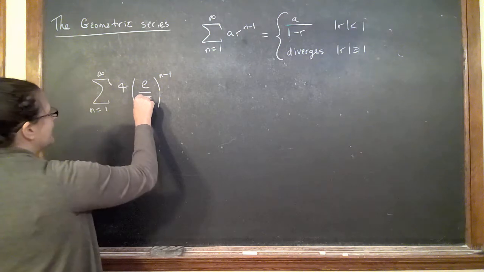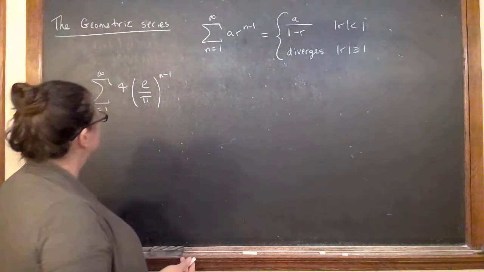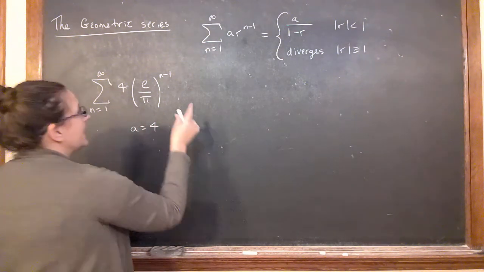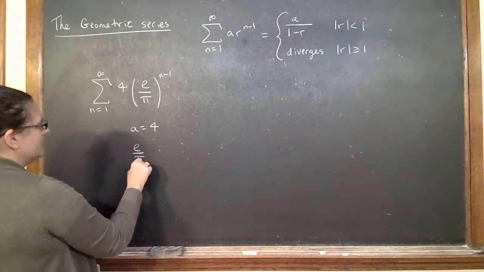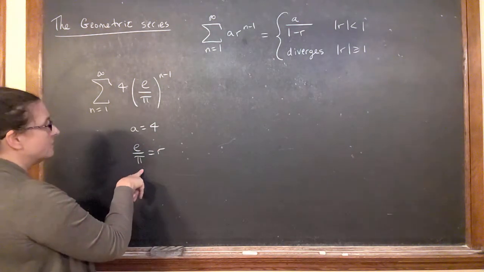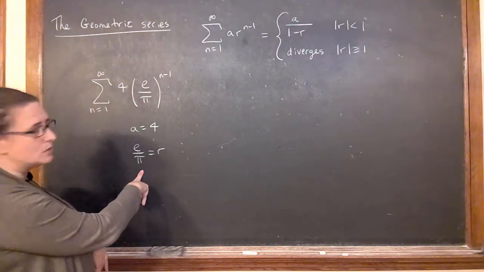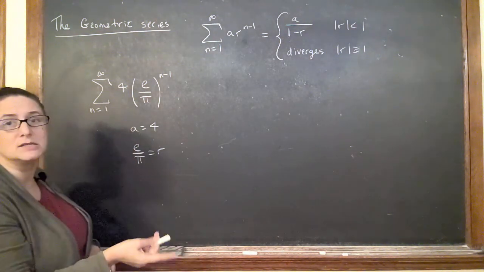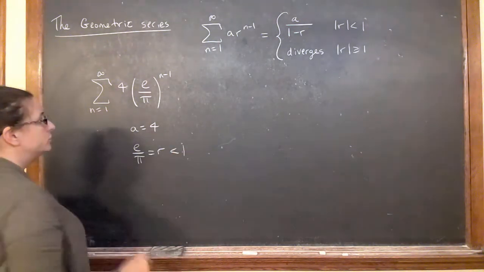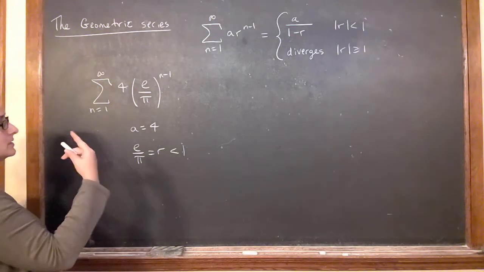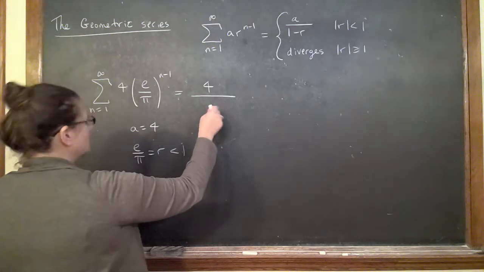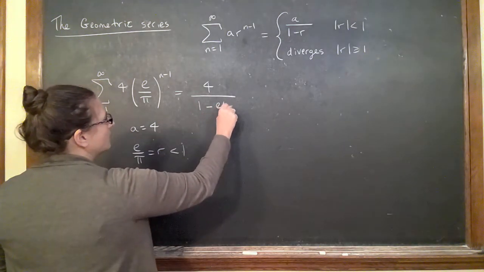What is that? 4 times e over pi to the n minus 1. If I look at this, a is 4, and e over pi is my r. The question is, is e over pi less than 1 or bigger than 1? Well, e is around 2.7, and pi is 3.14, so this is actually less than 1. That means this converges, and I can just write this up: 4 over 1 minus e over pi.